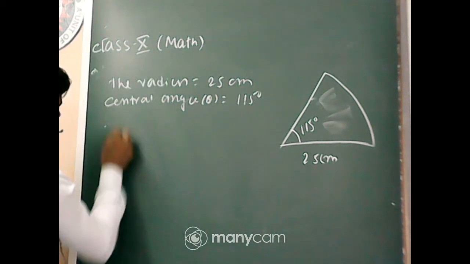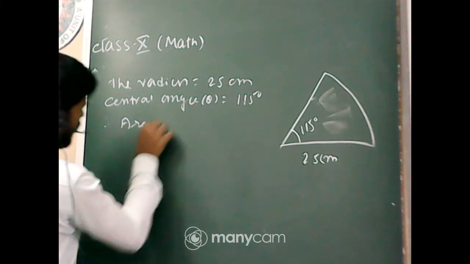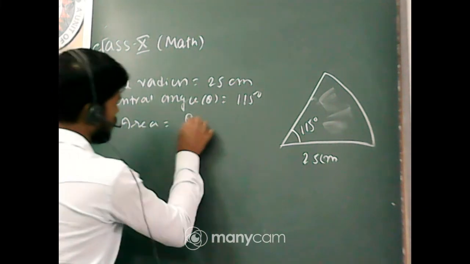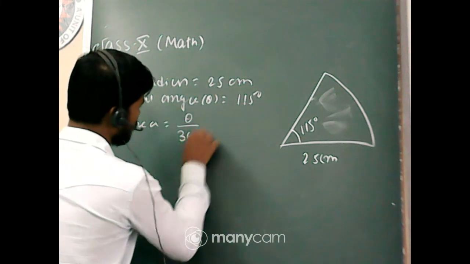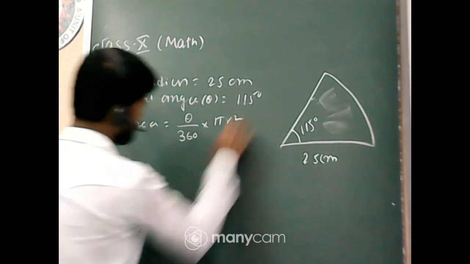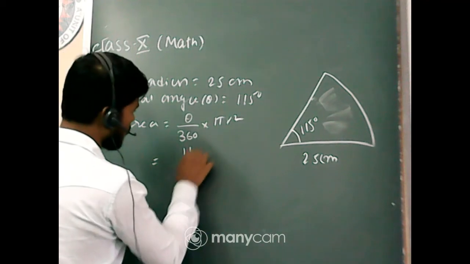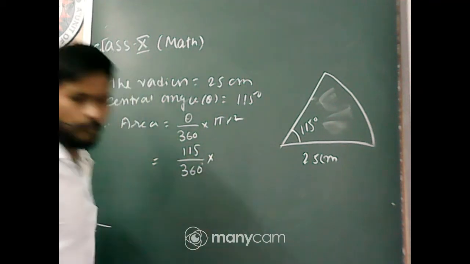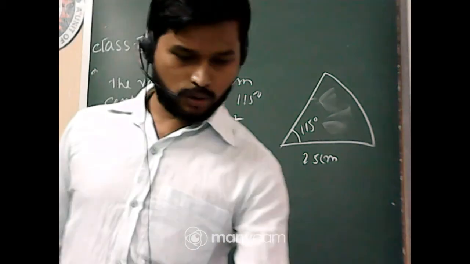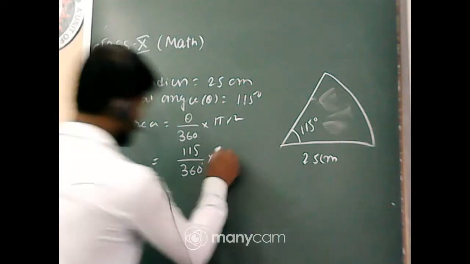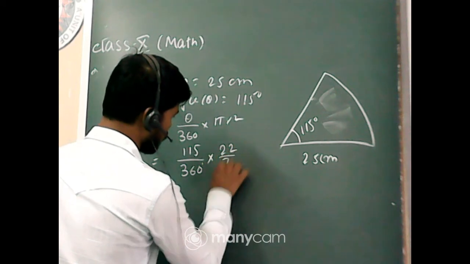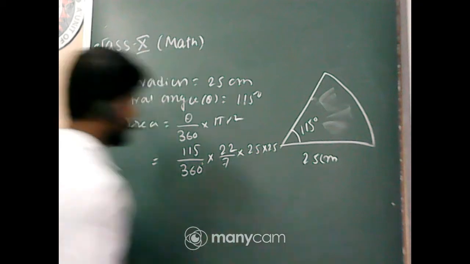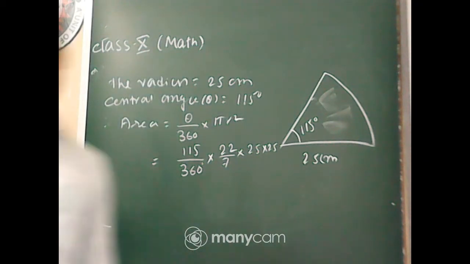So area is equal to, put the formula, theta by 360 into pi r square, which means 115 by 360 degree into the value of pi equal to 22 by 7. It is given, 22 by 7 into 25 into 25. Okay, now this is the area cleaned by each wiper.